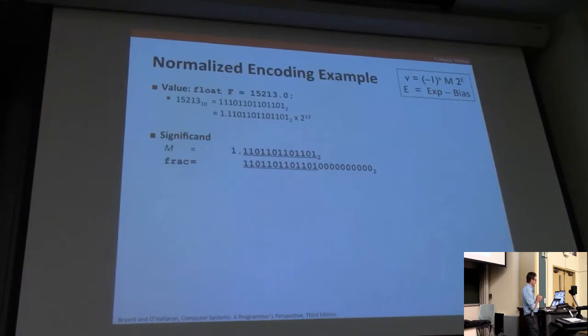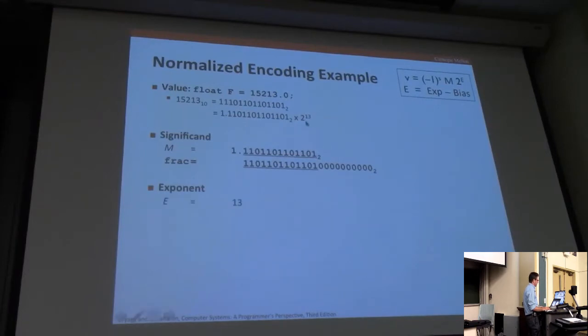So the significand m is 1.11011 and so on. The frac field is everything to the right of the binary point. So we throw this 1 away, and we just take the values to the right of the binary point, and then we pad it out with zeros to get the 23 bits that we need for single precision. Okay, so now we've got our frac field.